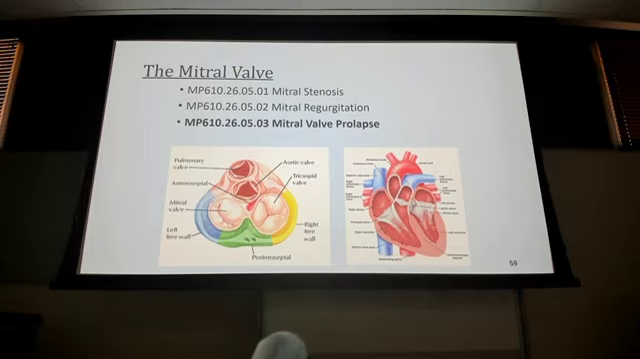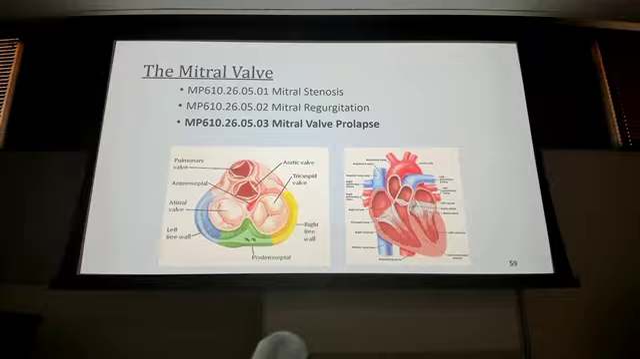Now let's talk about mitral valve prolapse, and this is discussed separately from mitral regurg because not all mitral valve prolapse leads to mitral regurg. However, the most common cause of mitral regurg is mitral valve prolapse. Does that make sense? So, most common cause of mitral regurg is mitral valve prolapse, but not all mitral valve prolapses lead to mitral regurg.